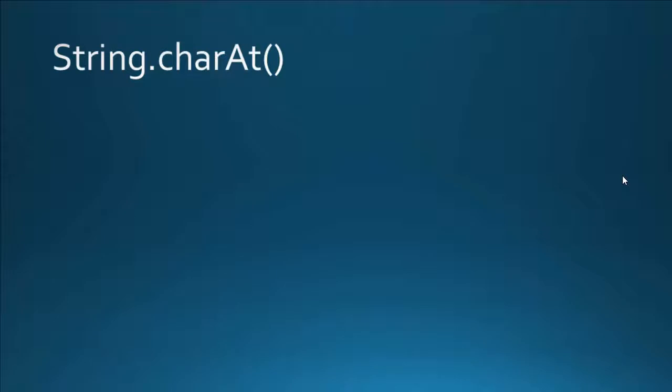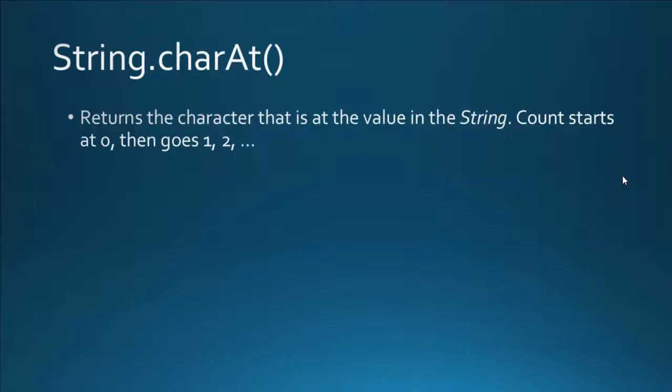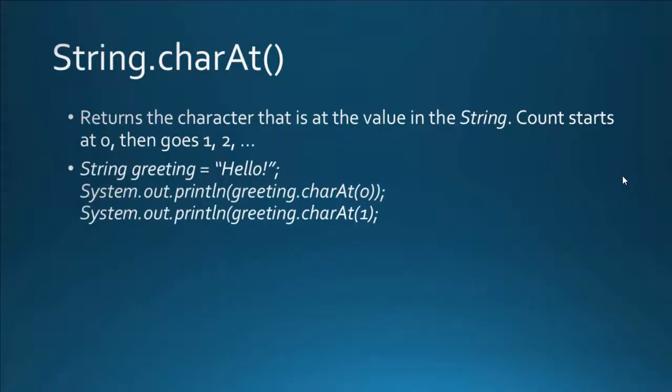We also have the charAt method. This returns the character that is at the given position in the string. Now remember, with strings, the most important thing to remember is that they're similar to arrays in that they don't start their count at 1. The first character is always at position 0. Then it goes 1, then 2, and so on.